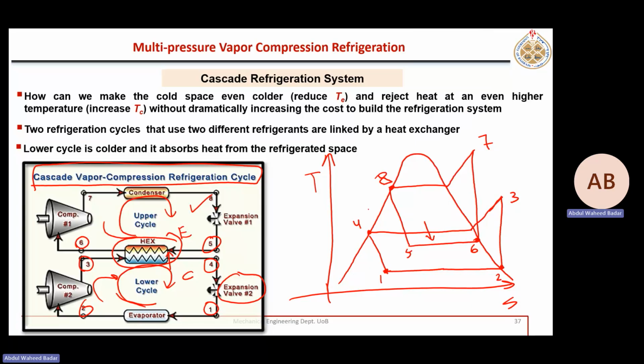Actually, domes are different. Here I should show a separate dome for the upper one. Two different domes, two different fluids. Is it okay? So the condensation is taking place, outside condensation is taking place here. And this is the evaporation at very low temperature. Here we are using a separate fluid. There we are using a separate fluid.